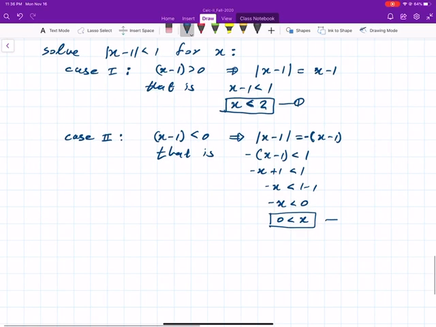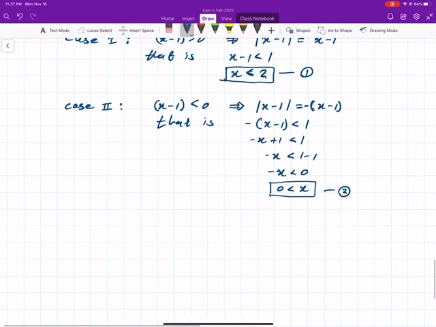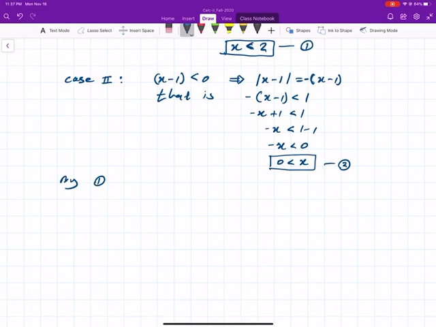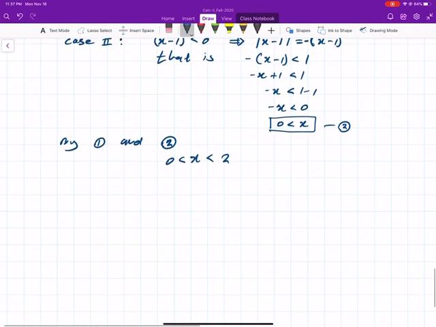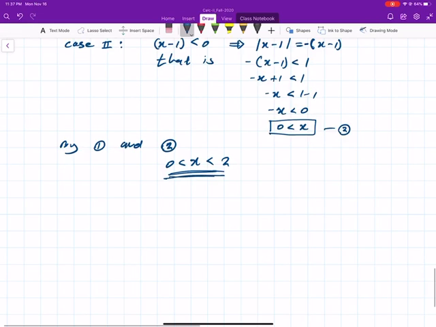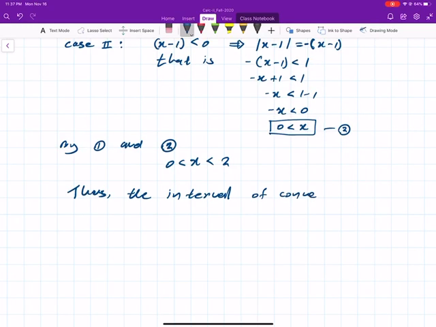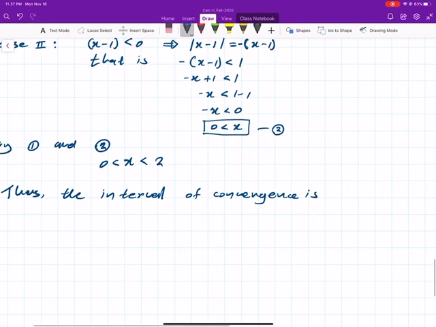You get this one from the first case and that one from the second case, and then you have to combine them. By 1 and 2, you write x should be greater than 0 and smaller than 2. Now the interval of convergence is this, but you have to put that in interval format. Thus the interval of convergence is 0 to 2.